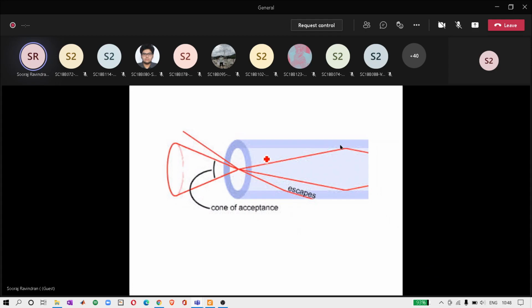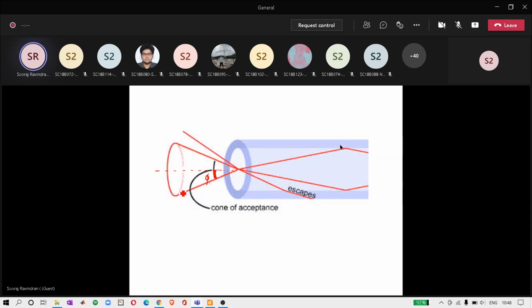So if this is the outside boundary of an optical fiber, and if I draw the axis of the optical fiber, you would see that there is an angle. This angle is what you defined as phi. So that is the maximum acceptance angle. If you have a ray like this, then you can rotate this and assume that you have a cone over there.